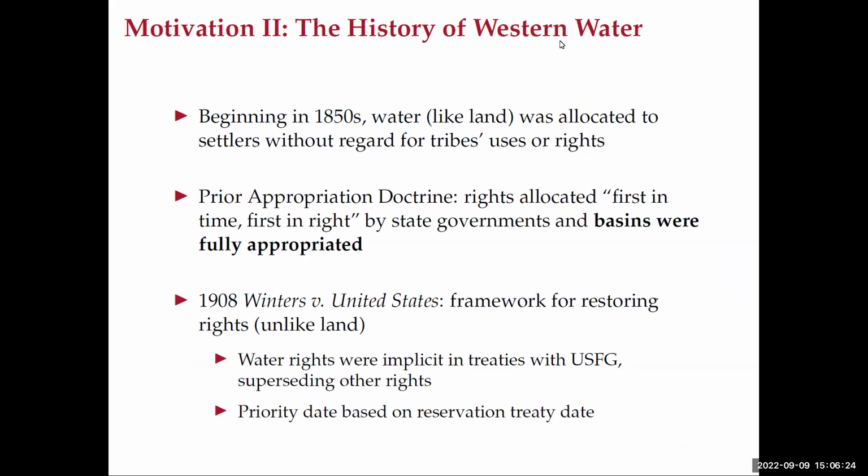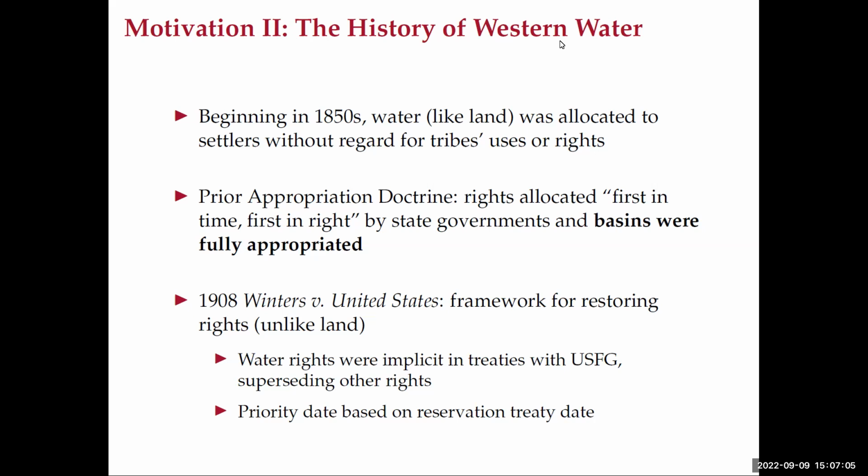The second motivation for the paper is more about the tribes themselves and their access to property rights and rights to water. Beginning in the 1850s, the water that was being used by the native populations started to be developed, dammed, and diverted, mostly for agriculture. And this was done essentially without any regard for what the prior uses were or what the people who were living there were doing with it.